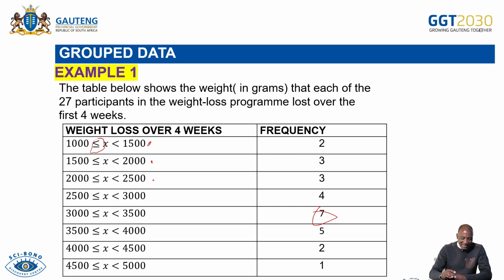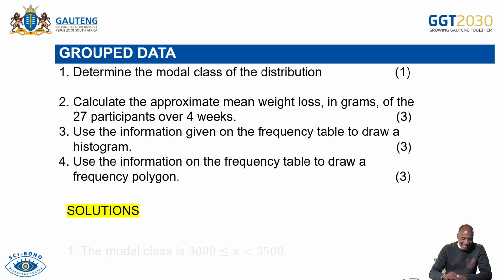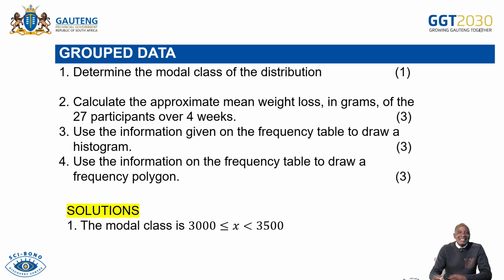Yes, thank you. There is our modal class. The modal class is x is a number greater or equal to 3,000 but less than 3,500. So it means the majority of the participants were found in this particular class. They lost from 3,000 up to less than 3,500. That was the majority. That's what we mean by the modal class.